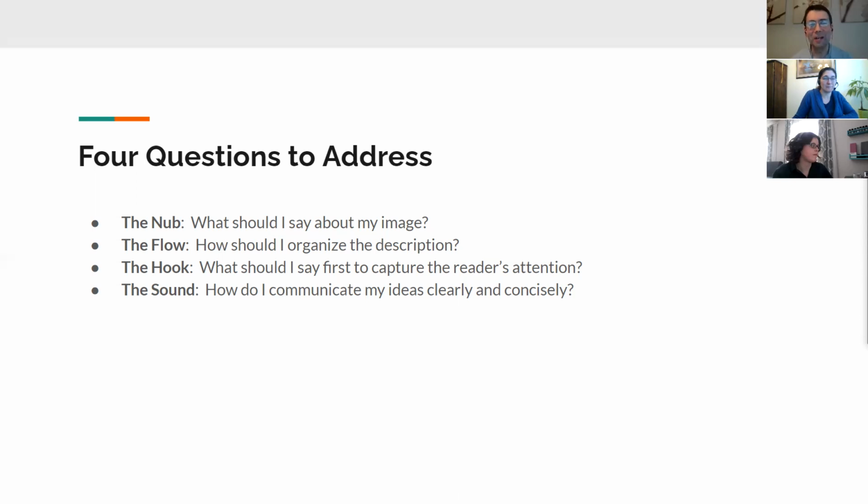Okay, so the nub is what should I say about my image? The flow is how should I organize the description? The hook is really important. What's the first thing I should say to my reader? When you're encountering a non-specialist who doesn't know anything about your research, may come from a completely different field, may not even be a university student, what can you say to them in your first sentence that's going to draw them into that description and make them want to learn more about your image?